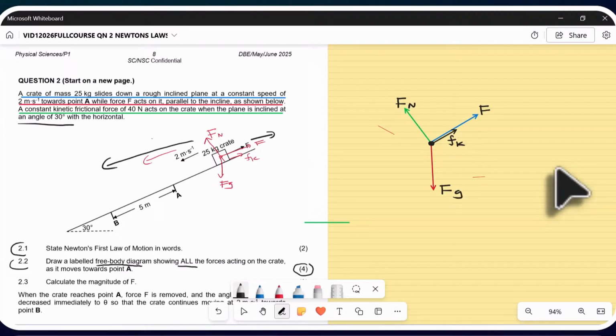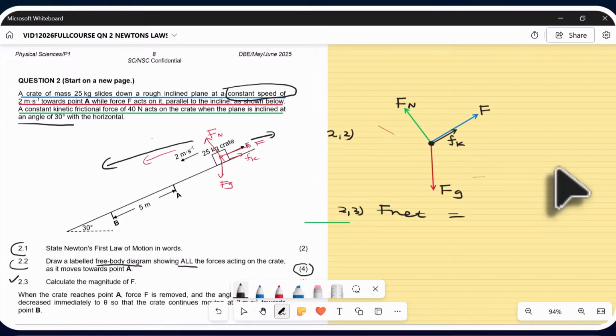Next they say to calculate the magnitude of the force F. Now, looking for this force F here: the block is going down, but it's going at a constant speed. Because of that, it's not accelerating, since acceleration is changing velocity. So if we use Newton's second law, F net equals MA, we must equate it to 0 because it's not accelerating.